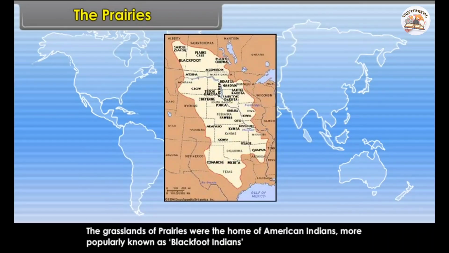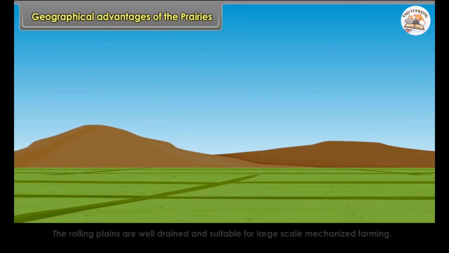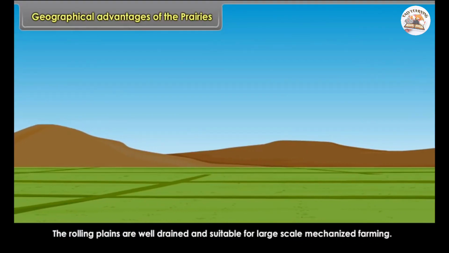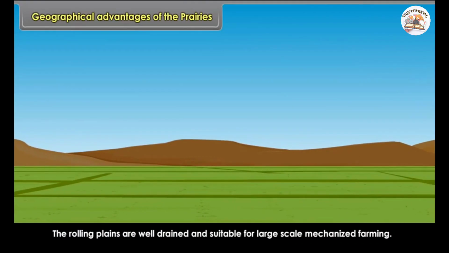The grasslands of prairies were the home of American Indians, more popularly known as Blackfoot Indians. Geographical advantages of the prairies. The rolling plains are well drained and suitable for large-scale mechanized farming.